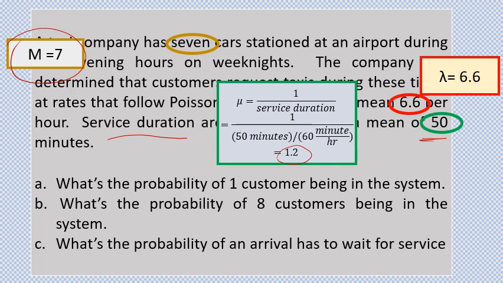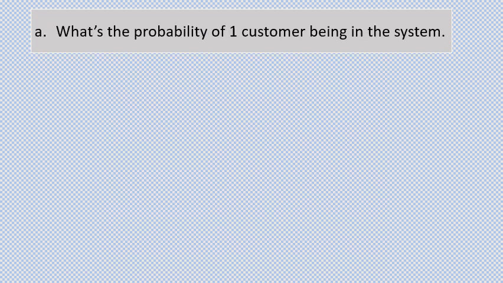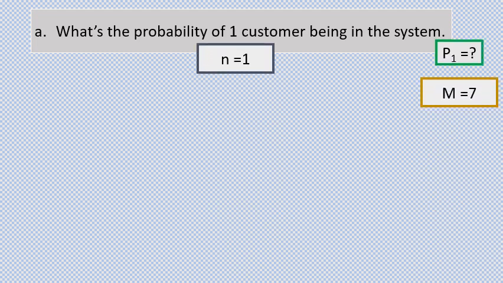Now let's start with the first question. What's the probability of a customer being in the system? We're looking at n equal 1, and they're asking about the system, not the waiting line, so that saves us the trouble of adding the number of servers. So basically we're looking for P1. In this case, we have a multi-server problem because we have more than one server serving the same line.